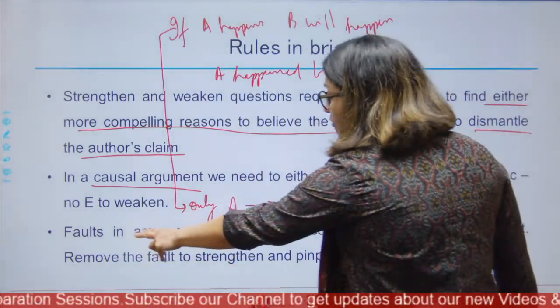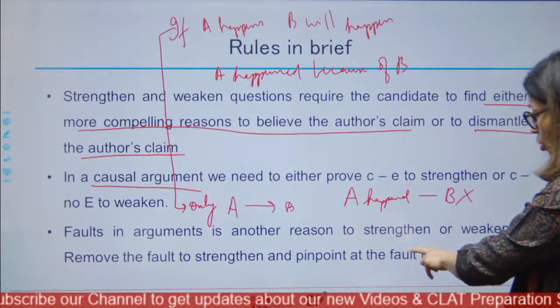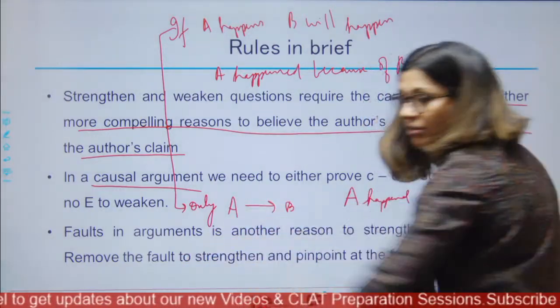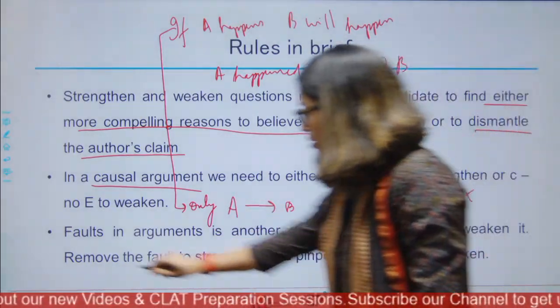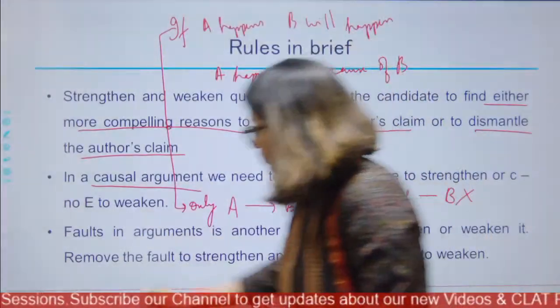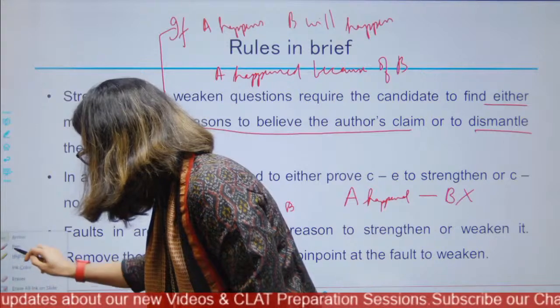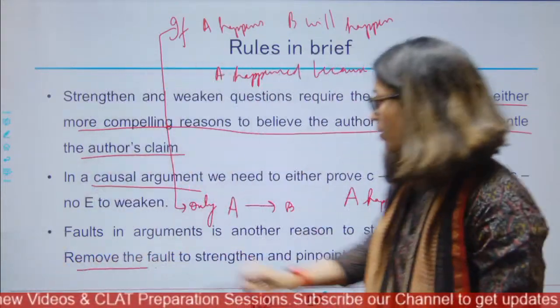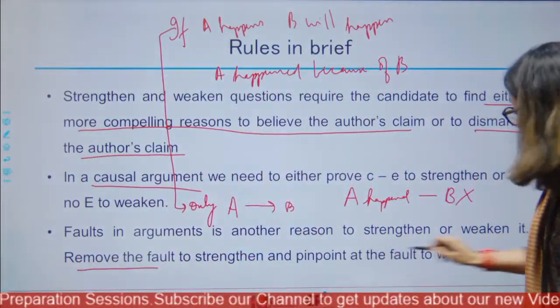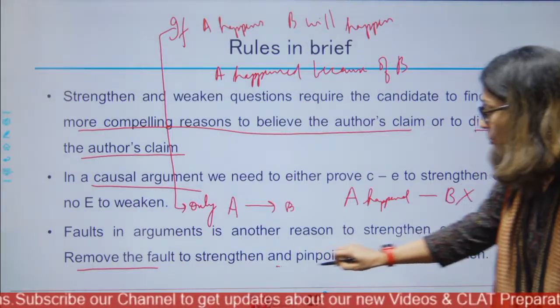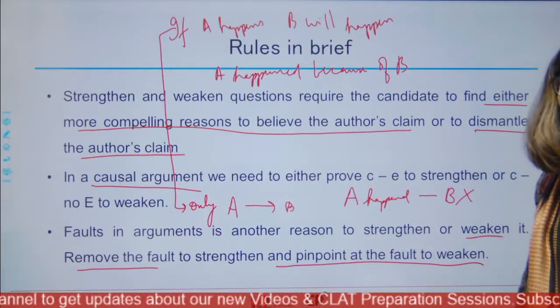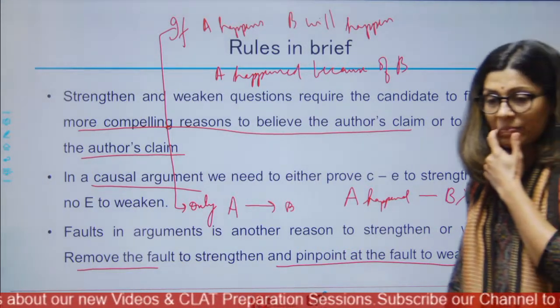So if you have to strengthen a faulty argument, remove the fault. That's your quick tip. Remove the fault. And if you have to weaken a faulty argument, pinpoint the fault.